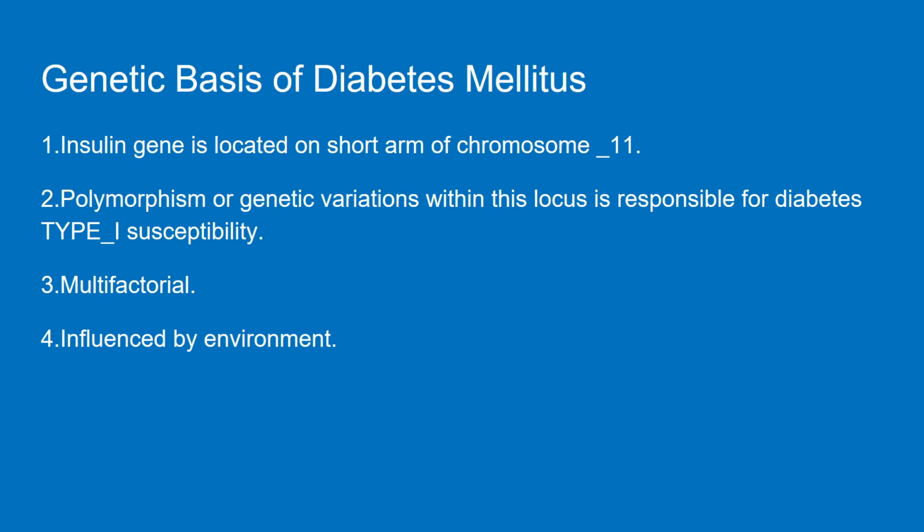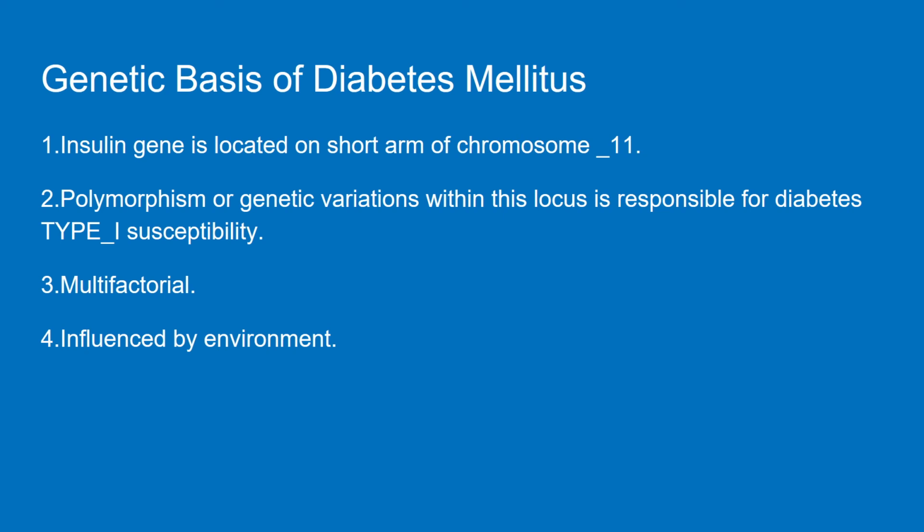Let's discuss the genetic basis of diabetes mellitus. The insulin gene is located on the short arm of chromosome number 11. Polymorphism, that is, change in the gene structure, or change in the number of nucleotides of the gene, or genetic variation within this locus, is responsible for diabetes type 1 susceptibility.